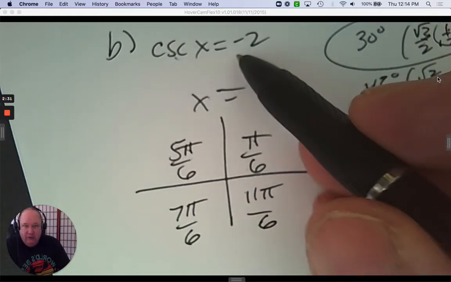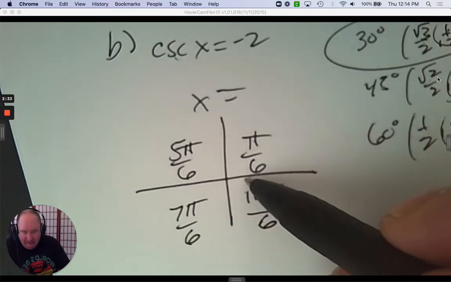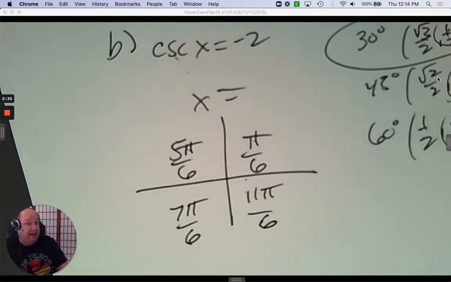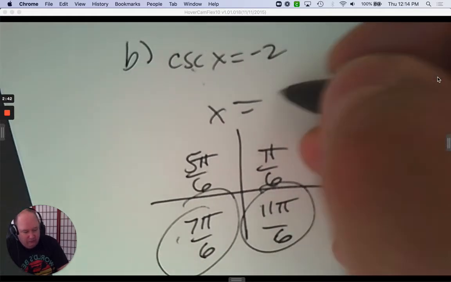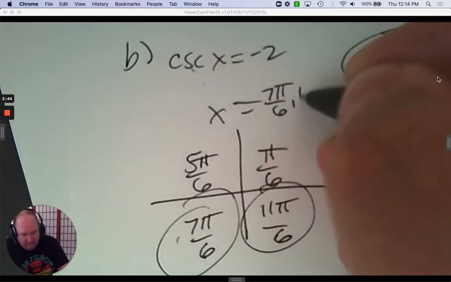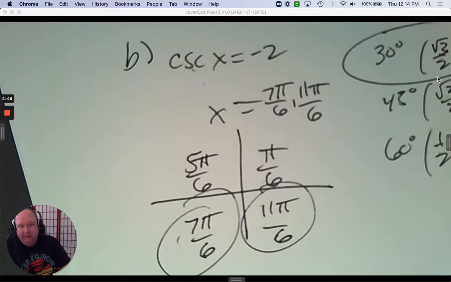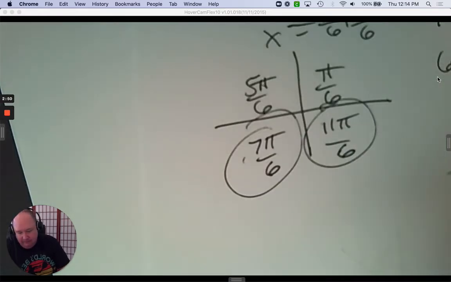Now I just need to know, where is cosecant negative? Well, cosecant goes with sine, and sine is the y-coordinate. So the y-coordinate is negative down below. So the two answers are 7 pi over 6 and 11 pi over 6. That's it.